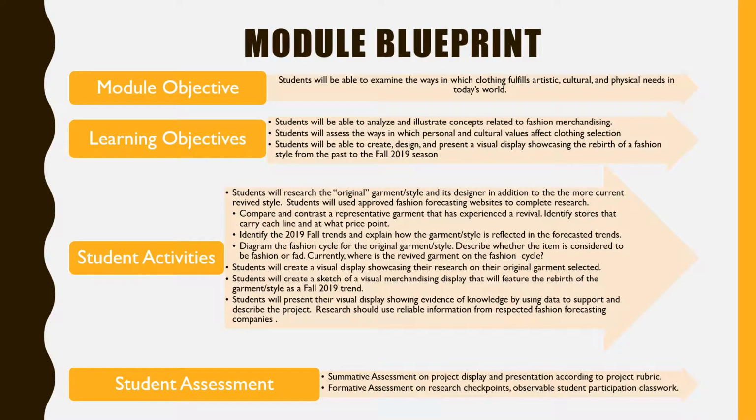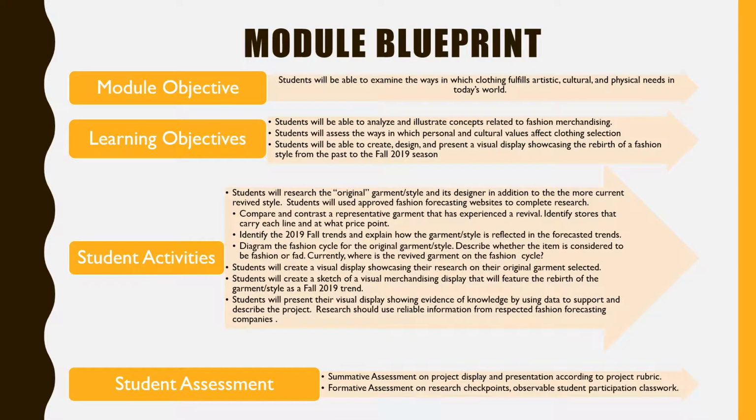Now that we have an understanding of the course itself and the overall student population, let's take a closer look at the module that we'll be working on in this unit. The module objective is for students to be able to examine the ways in which clothing fulfills artistic, cultural, and physical needs in today's world. Within this module, students will complete the following tasks.